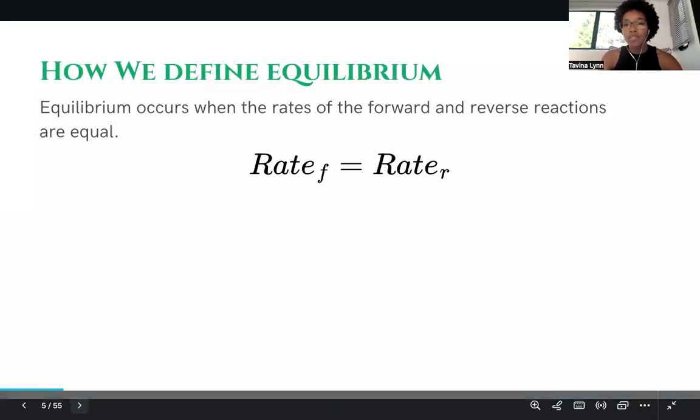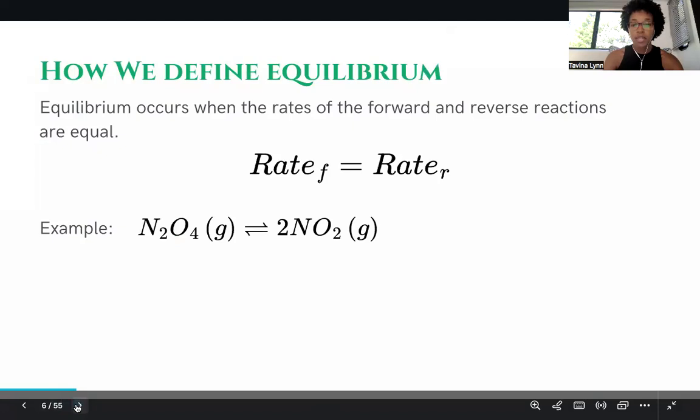So, how do we define equilibrium? Equilibrium occurs when the rates of the forward and reverse reactions are equal. So, even though we have this going back and forth between reactants and products, there is a point where we reach equilibrium. And this point is defined as when the rate of the forward reaction and the reverse reaction are equal. So let's look at an example.